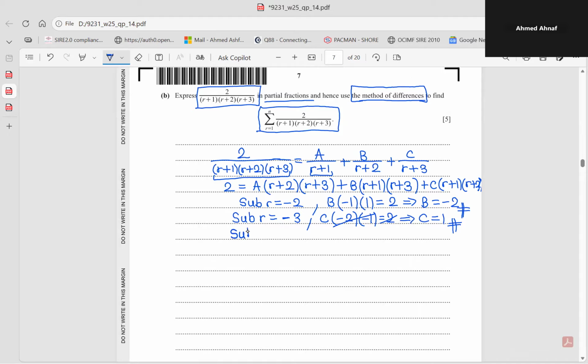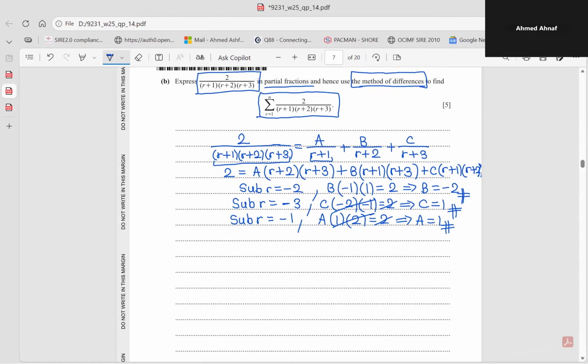And finally, we will sub r equals -1. Subbing that, the B and the C become 0. So you only have A. So A times (-1 plus 2), that is just 1, times (-1 plus 3), that is 2. So that equals 2, so they cancel out. Therefore, A we also get equals 1. So this would be what A, B, and C stand for.